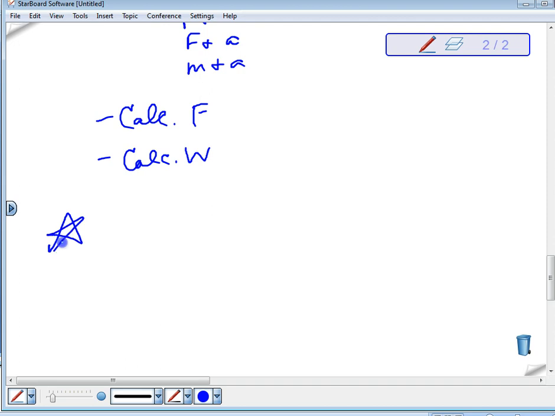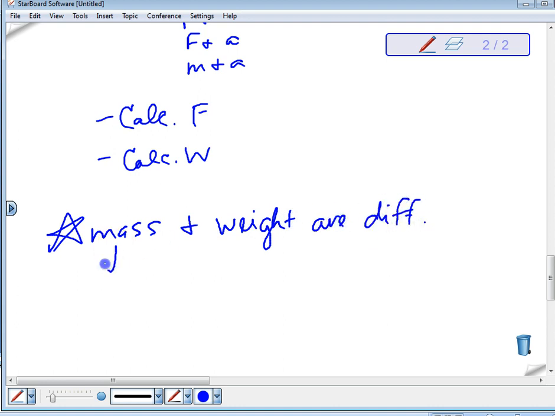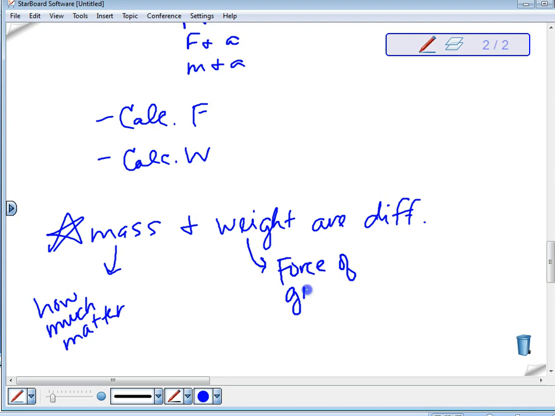It is important that you realize that mass and weight are different. Mass is the measurement of how much matter, meaning how many particles, atoms, compounds are in there. Weight is the force of gravity. And it is because of the mass times the acceleration due to gravity.